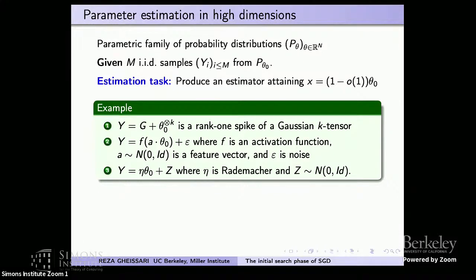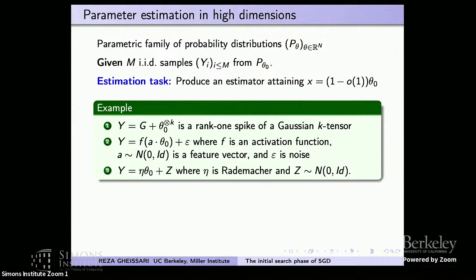Another situation that you might think about is you have some kind of single layer network or a teacher-student framework where you have an activation function f. You're given a projection, so you get to take projections with, let's say, Gaussian feature vectors of the hidden parameter theta naught. You run it through some nonlinear activation f, and maybe there's some additive noise. And so what you're seeing are IID things like this, where the randomness is over both a and epsilon.